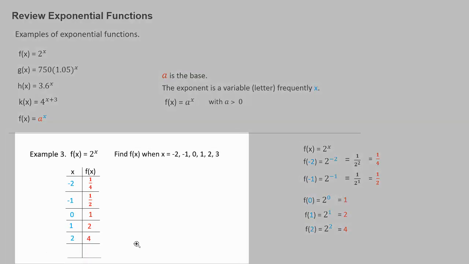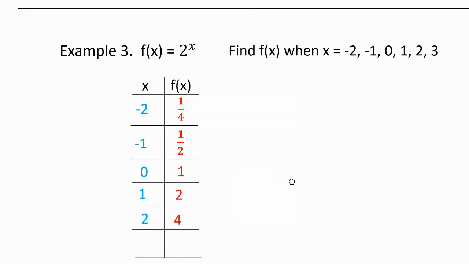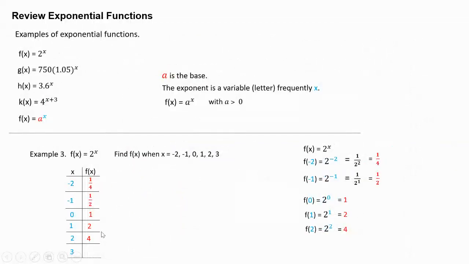When x is 3, I'm sorry about that, when x is 3, we evaluate f of 3, which is going to give us 8. You see, students, we don't plug in 4, because if we put in 4, it's going to give us 16, and 16 will be off the grid. That's why these are the most common values to use for x.